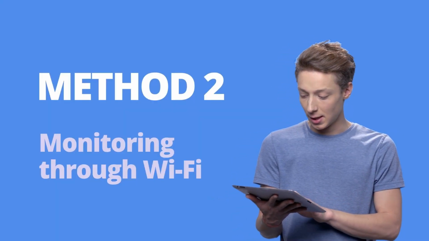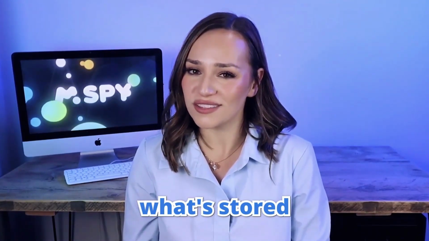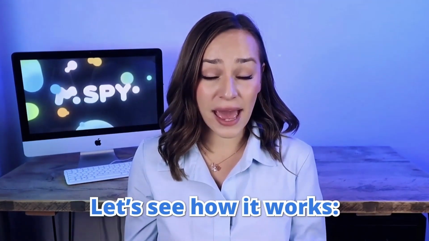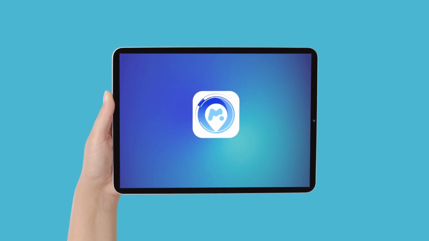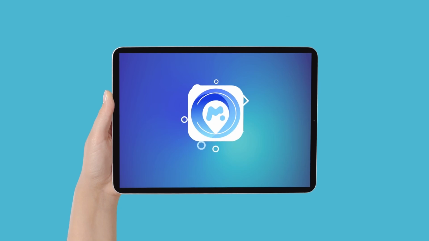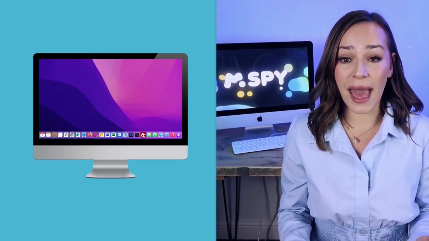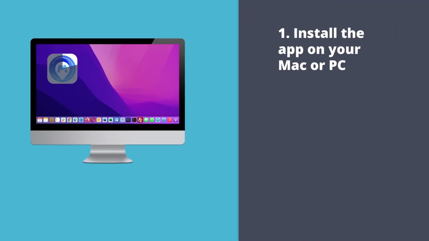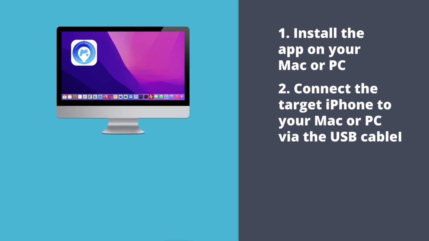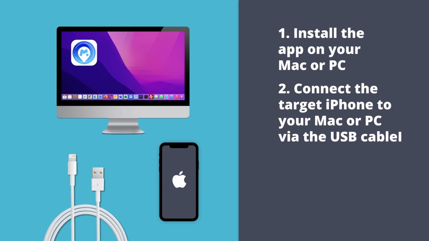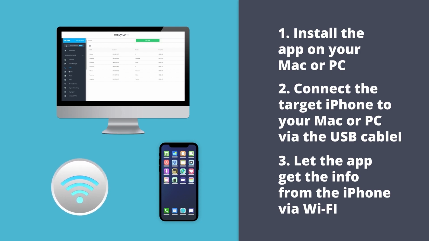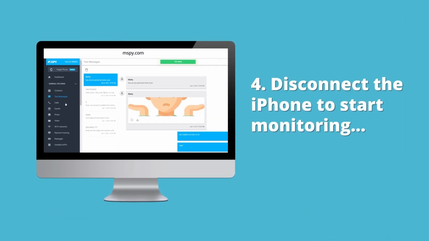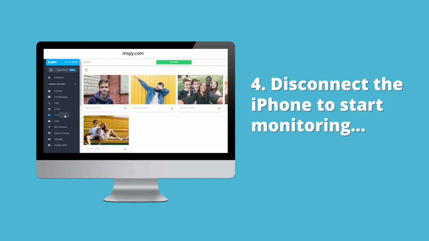Monitoring through Wi-Fi is another way to peek into what's stored on their iPhone. Let's see how it works. After you complete the mSpy app purchase, you'll need to install an additional app included in your subscription. To set up the app, you need to: 1. Install the app on your Mac or PC. 2. Connect the target iPhone to your Mac or PC via the USB cable. 3. Let the app get the info from the iPhone via Wi-Fi. 4. Disconnect the iPhone to start monitoring.